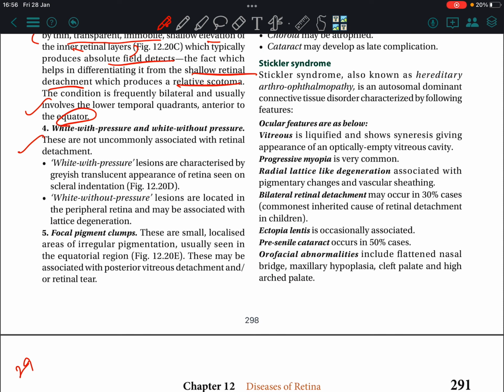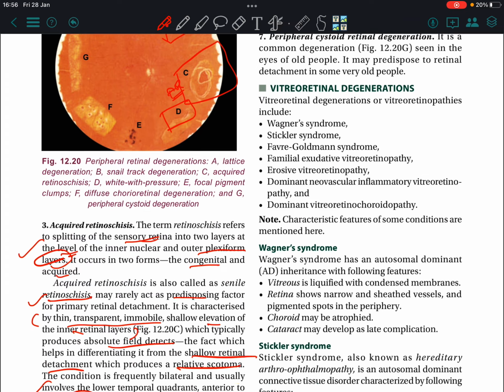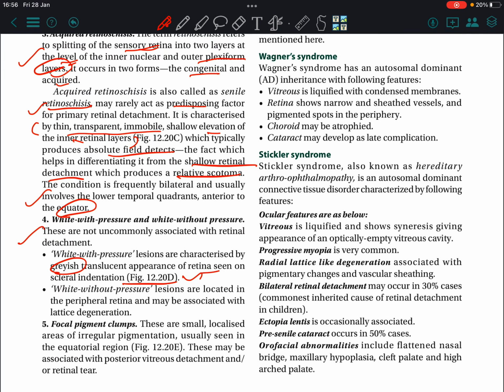White with pressure, white without pressure. White with pressure is characterized by a greyish translucent appearance of the retina seen on scleral indentation. White without pressure lesions are located in the peripheral retina and may be associated with lattice degeneration.